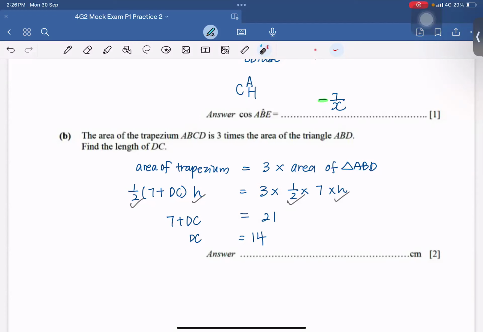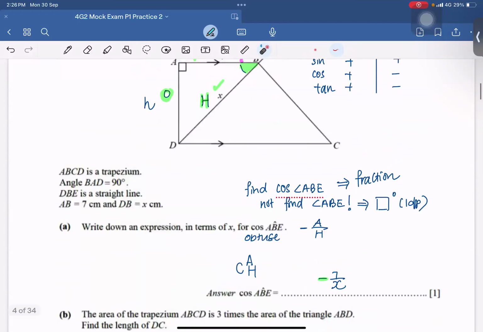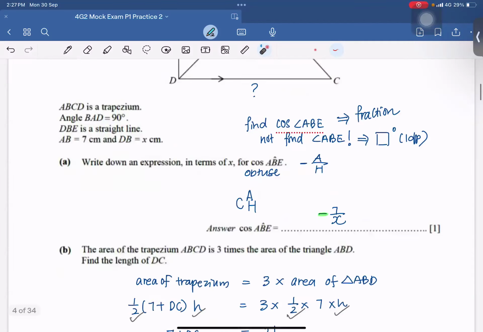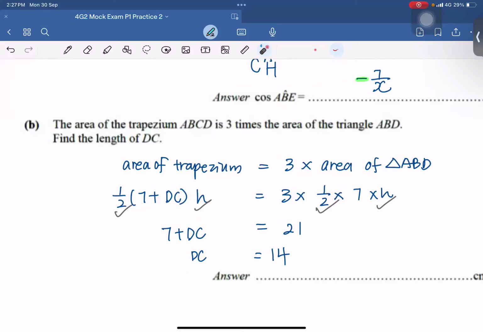Next, let me see how to find the area of trapezium. They asked me to find DC, right? So they asked me what is DC. Area of trapezium is half A plus B, which is 7 plus unknown, times the height. Now, I don't know the height, right? But don't panic. Don't know height, never mind. Let it be H. So area of trapezium, half A plus B times H.